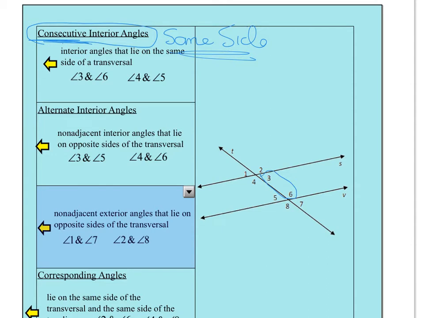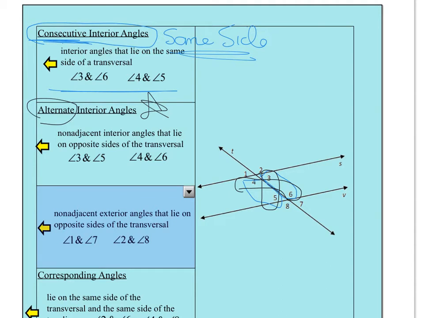That's 3 and 6, and that's 4 and 5. Those would be interior angles that lie on the same side of a transversal. Alternate interior angles, this guy right here, is going to be going across the transversal. So you've got to go across the transversal. So that'll be 3 and 5 and 4 and 6. Okay, pause if you need me to do that.